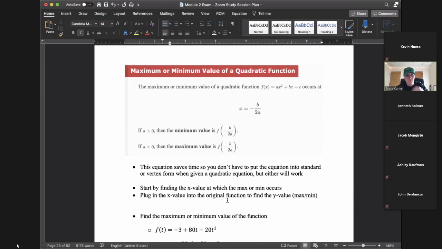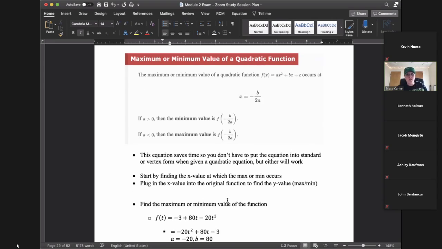Maximum or minimum value, you can also find it by using x equals -b over 2a. That's where it occurs. Remember, it occurs at the x. So to find the maximum or minimum value, you have to take the f of that, so it's going to be f of -b over 2a. This equation saves time, so you don't have to put the equation into standard form or vertex form when given a quadratic equation, but either one will work. If you wanted to put it into vertex form to find out what the vertex was, that'll work too, but you can also just do this to save time. So anytime you're given maximum or minimum value, just remember -b over 2a.